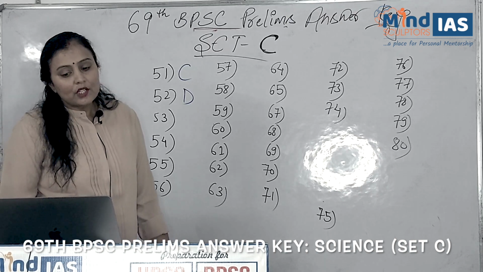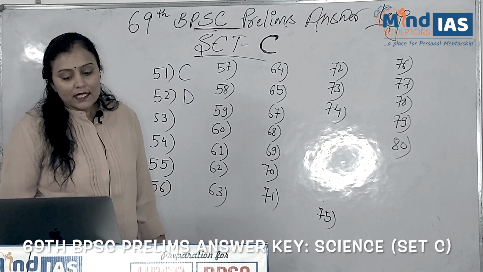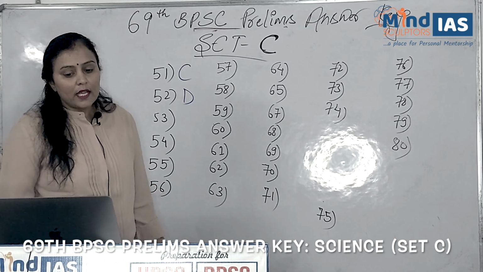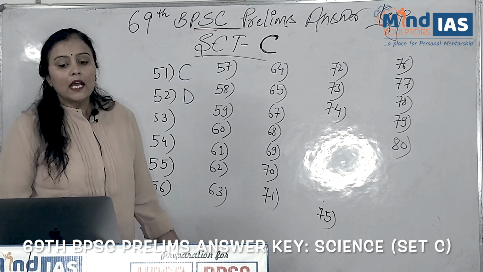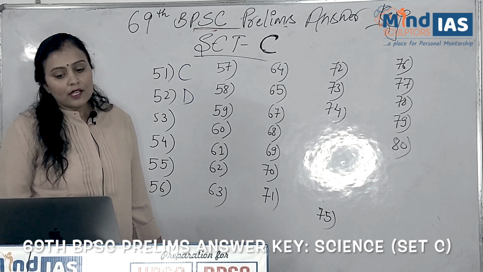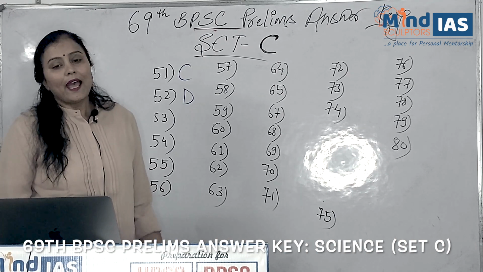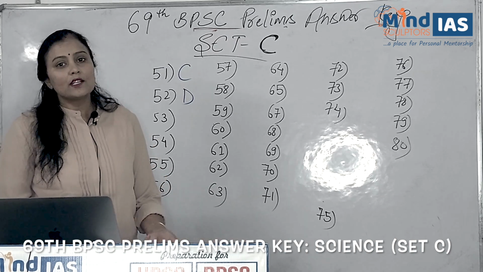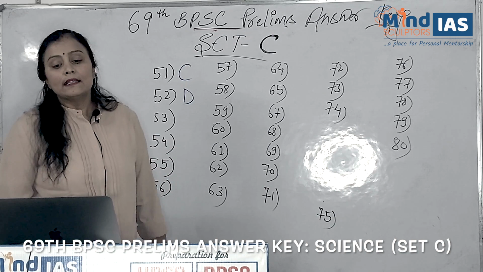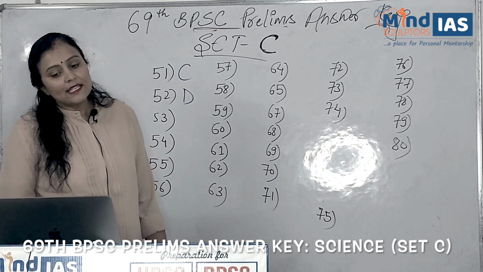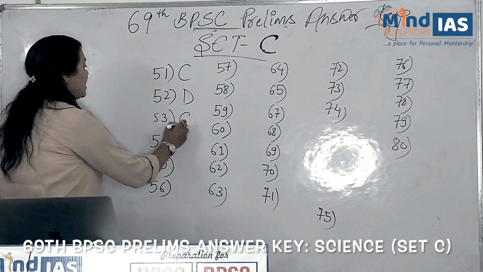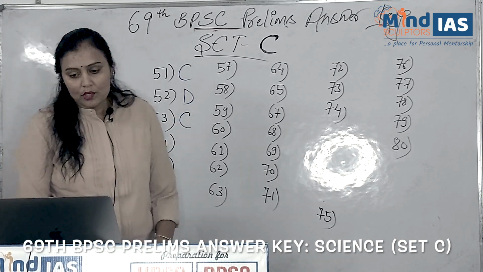Move to the next question. A photoelectric cell is a device which converts electrical energy into light energy, stores light energy, converts light energy into electrical energy, or none of the above. As the name implies, it's a photoelectric cell. Photo means light and electric means electricity. So obviously the right answer is converts light energy into electrical energy. Option C is the right answer for this question.